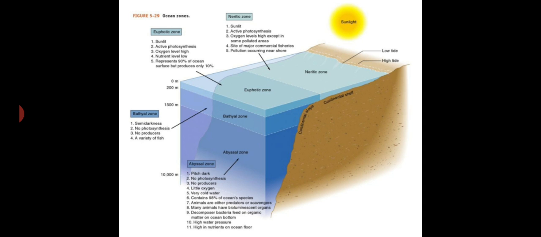That is, to live in this zone, an animal must be adapted to extremely cold water, high water pressure, low oxygen, and complete darkness. Most of the animals that live in this zone are either predators or scavengers. Sediments in the abyssal zone are, however, rich in nutrients.